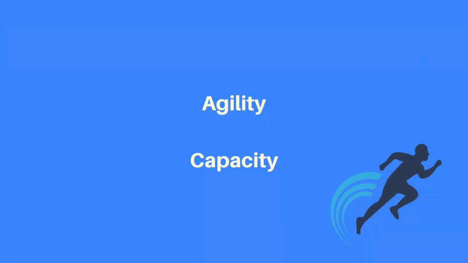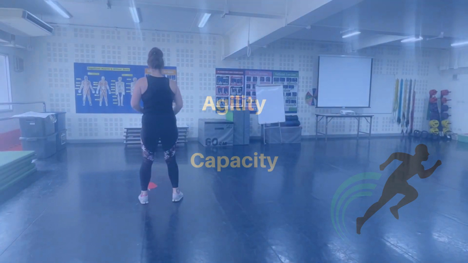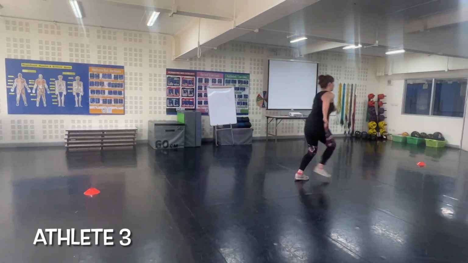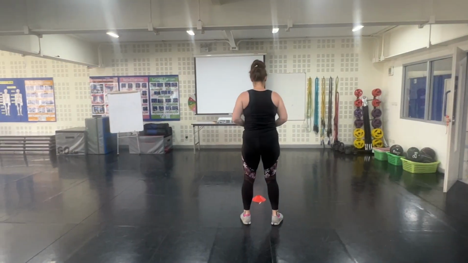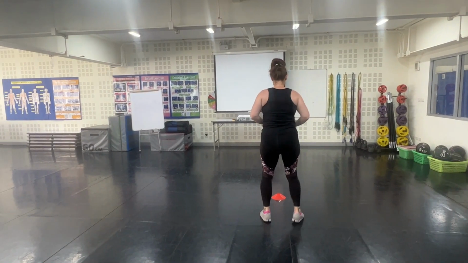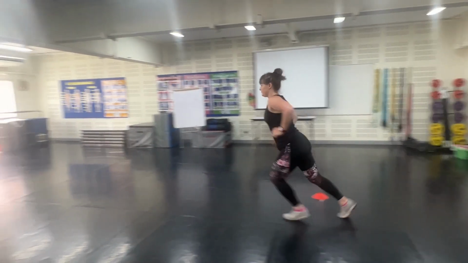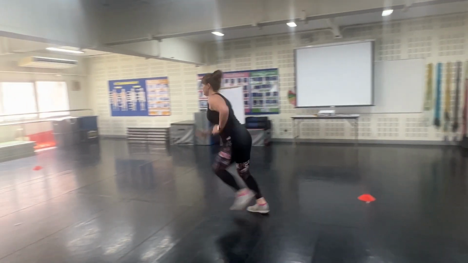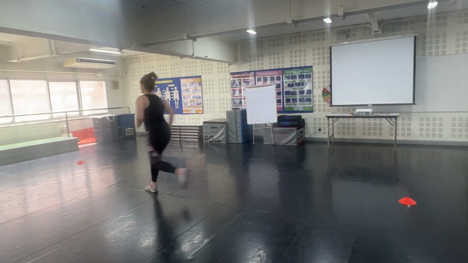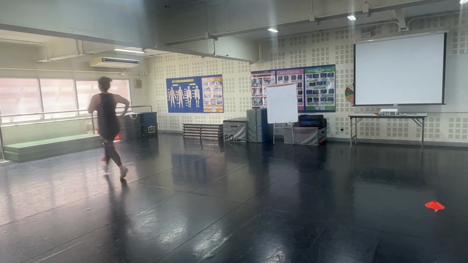Athlete 3 has a capacity issue. She is a recreational netballer and rugby player. Unfortunately, she is still recovering from a knee injury, which you'll be able to see throughout this vlog. Athlete 3 has a slight ready position with bent knees, but her stance could be a little bit wider to allow movements to be easier. She reacts well and is able to transfer her weight while staying balanced.